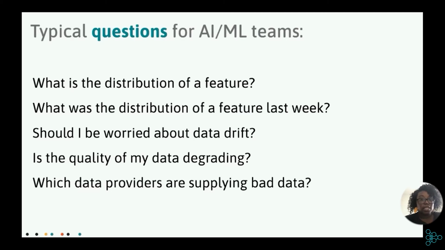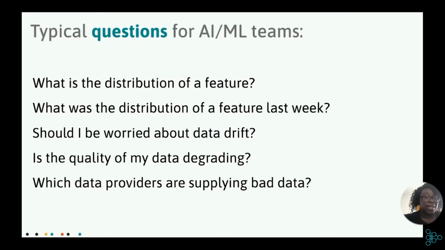And so these are some typical questions if you were in a position like I was while at Amazon, trying to debug or root cause any issues you found on your model. So some questions might be, what's the distribution for a feature, being like a column input to my model? What was the distribution of it last week, and how do I compare that to now? Should I be worried about data drift? Has there been any change in the data that we're seeing as input or as output to the model?